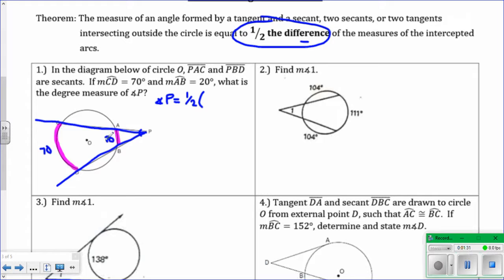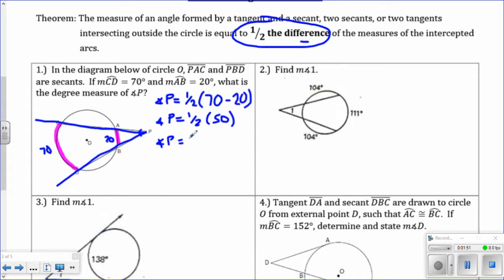And you have to do the larger minus the smaller, otherwise you're going to get a negative answer and that won't make sense. So it's half of the larger intercepted arc, 70, minus the smaller one, which is 20. So we are going to do the parentheses first. 70 minus 20, 50. Half of 50 is 25. So angle P is 25 degrees.